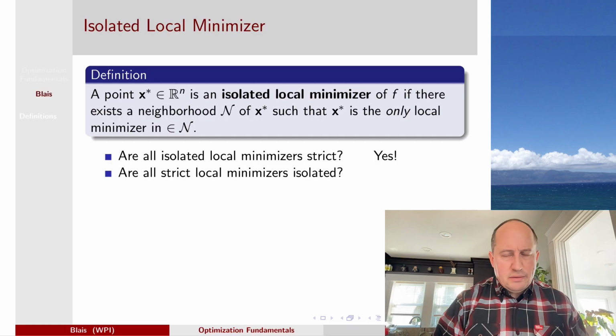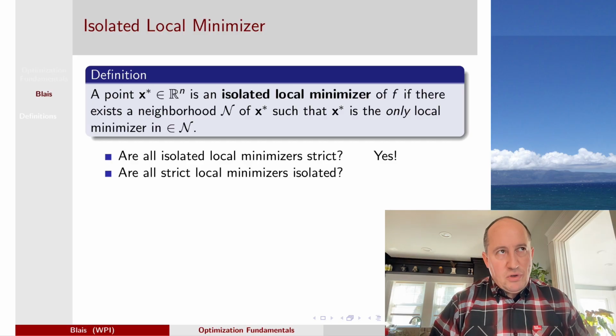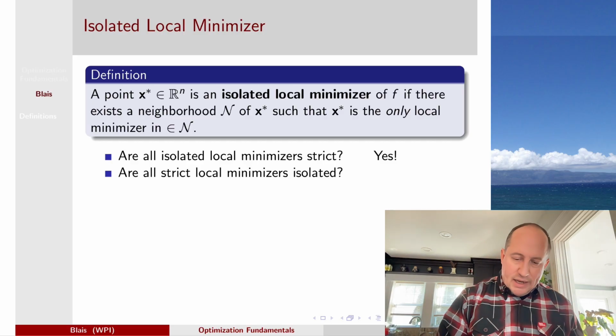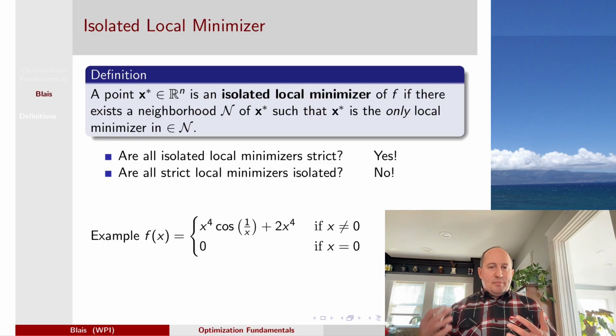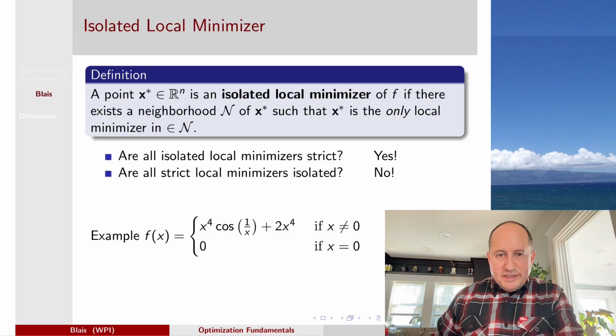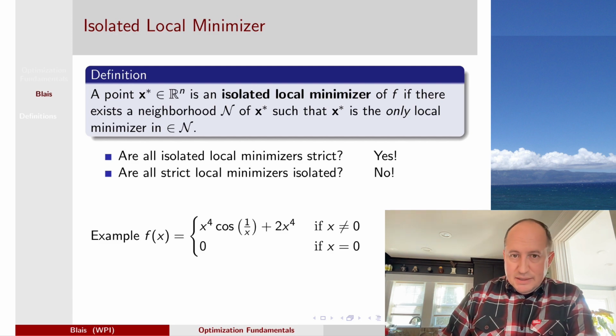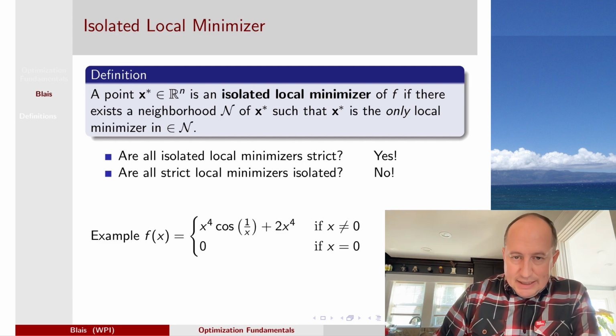What about the other way? Are all strict local minimizers isolated? If you have a strict local minimizer, does it have to be the case that you can find a neighborhood where it's the only one? And the answer to that is no, because you can cook up some of these cool examples where you have a global minimum, like in this case, but it is not isolated.